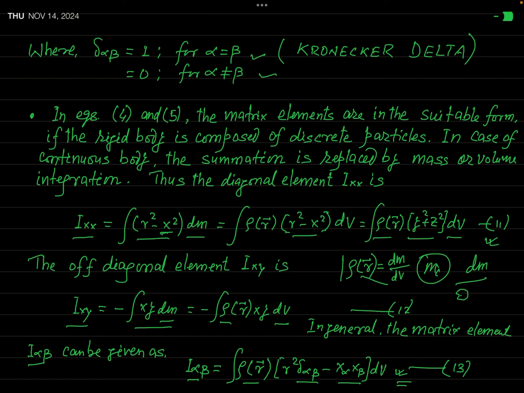Again you can check, when alpha is equal to beta and that is equal to x, then this Kronecker delta will be 1 and this will be simply r square, okay. And this x alpha, x beta, since you have considered alpha and beta the same, will be x square, okay. So Ixx will be equal to r square minus x square. Okay. So in this way you can find any element of this inertia tensor by the use of this single equation defined in equation 13.